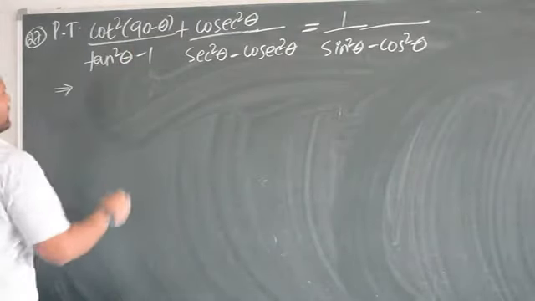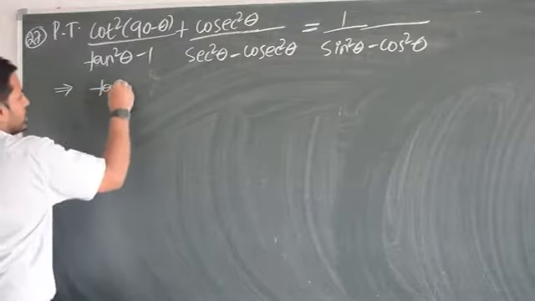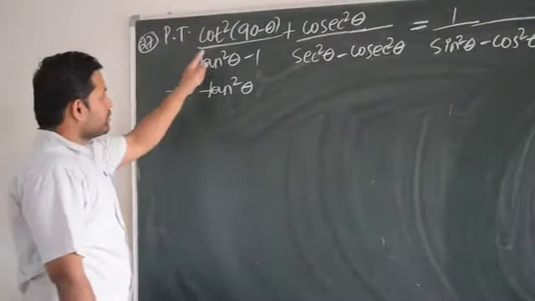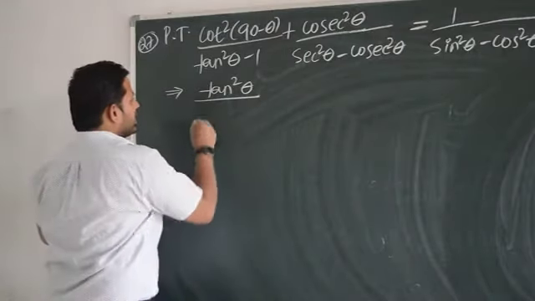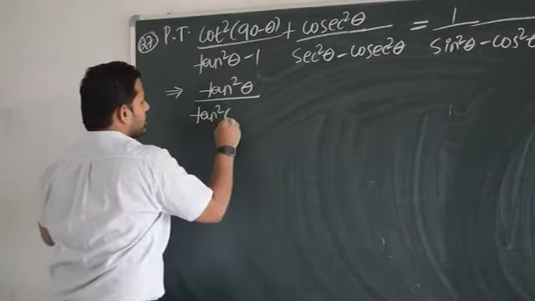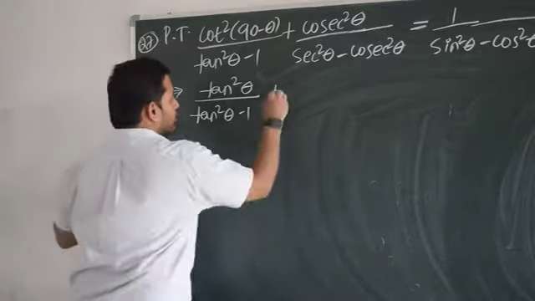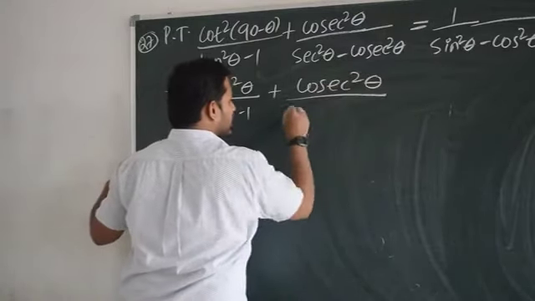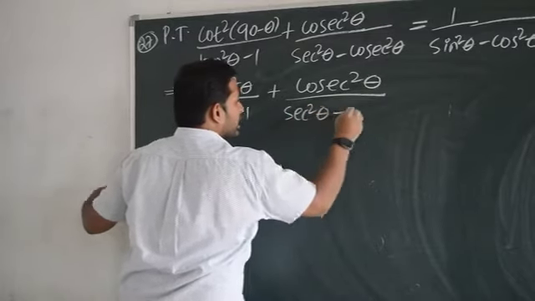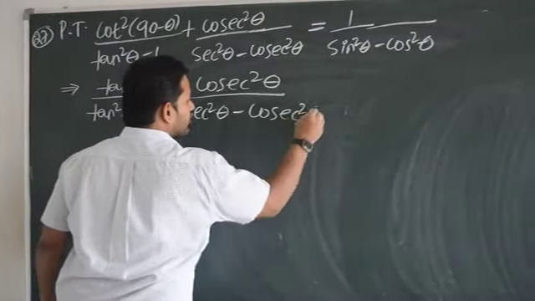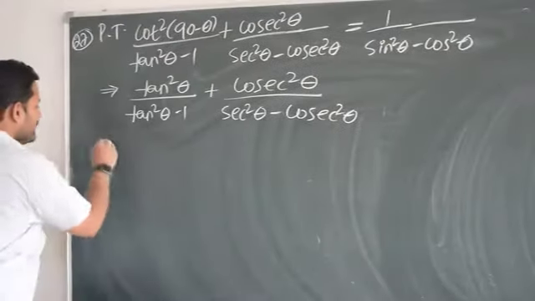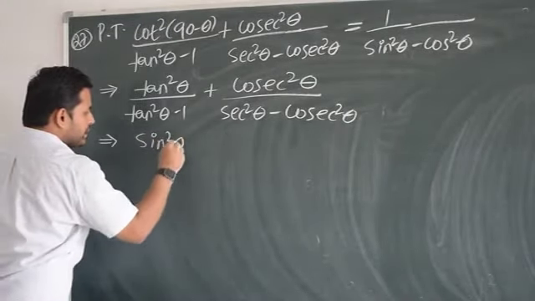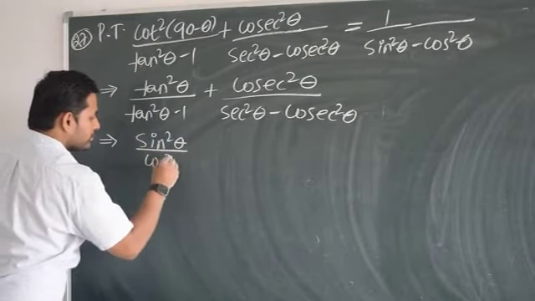This cot square of 90 minus theta can be written as tan square theta. Why? Cot of 90 minus theta is tan theta. It is true with the square also, divided by. Next, I have this tan square theta minus 1. It is there for sure. Plus, let me write step by step. So it is cosecant square theta divided by secant square theta minus cosecant square theta. This is there for sure. Okay. Next, this tan square theta can be written as sin square theta divided by cos square theta. That is fine.